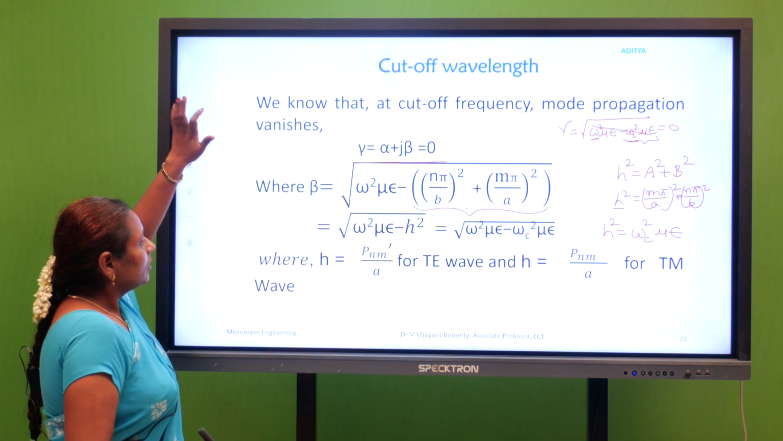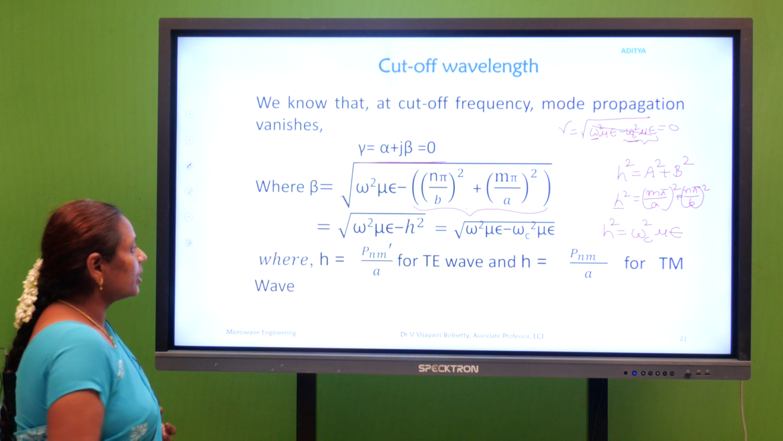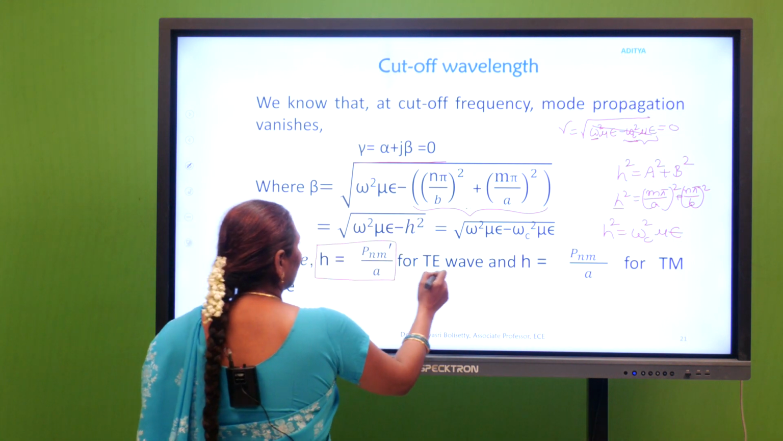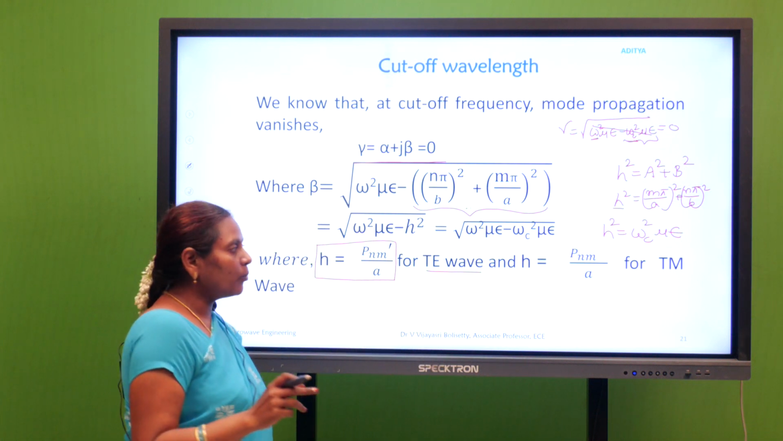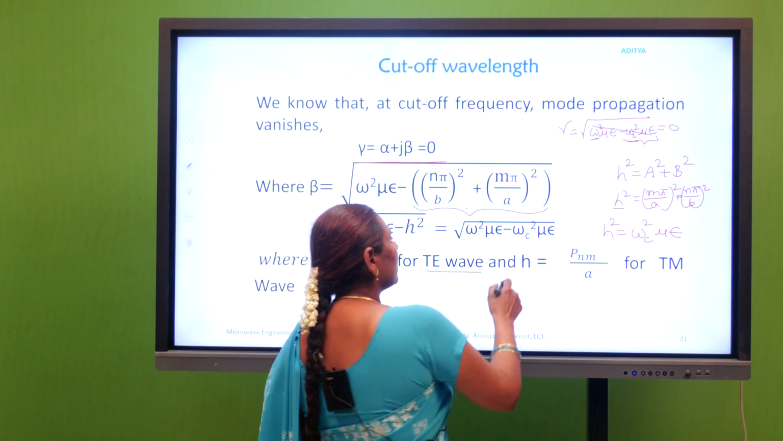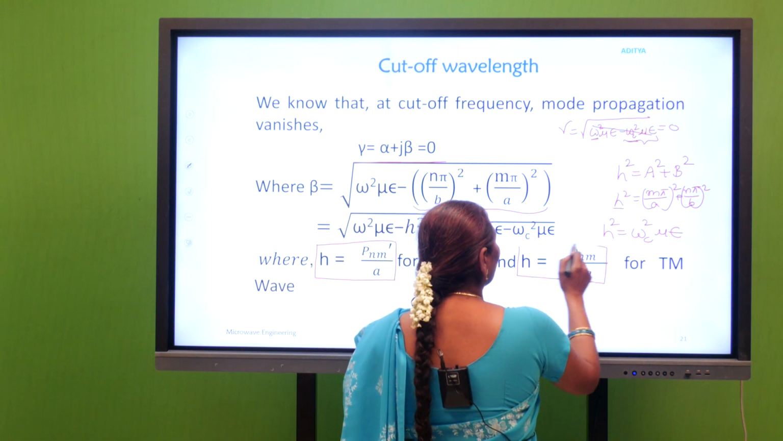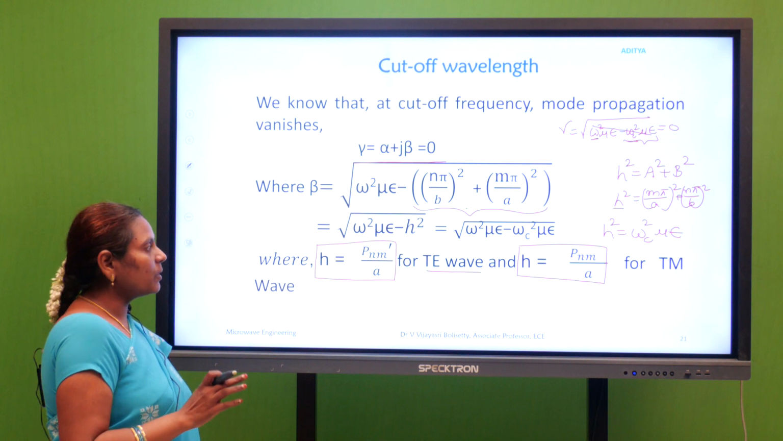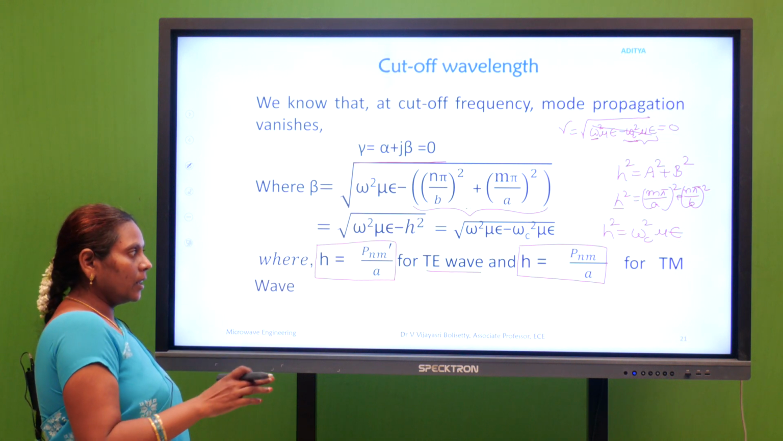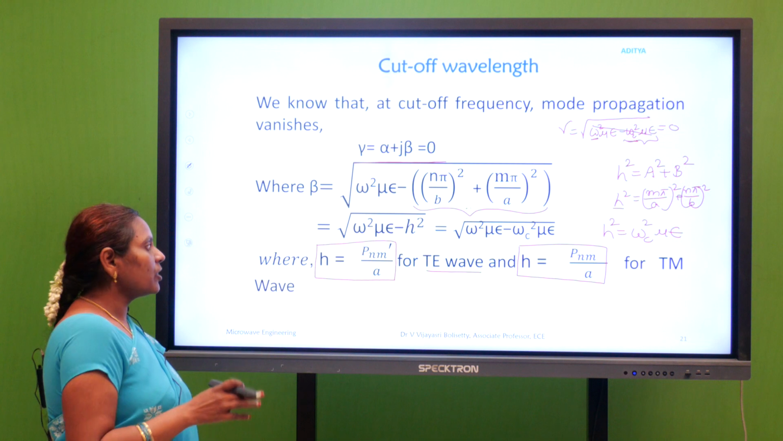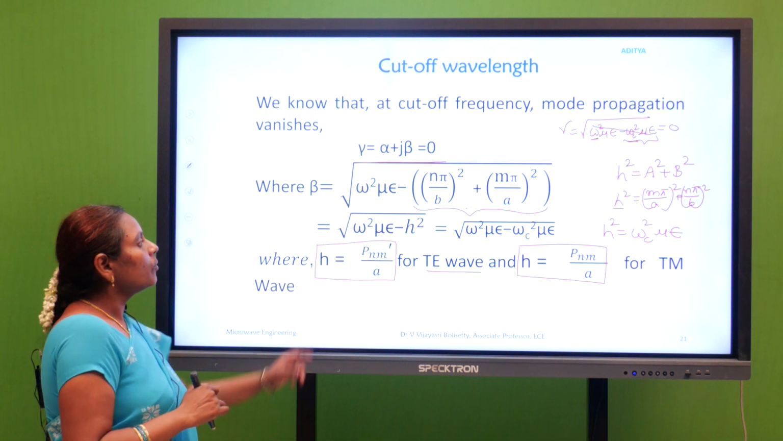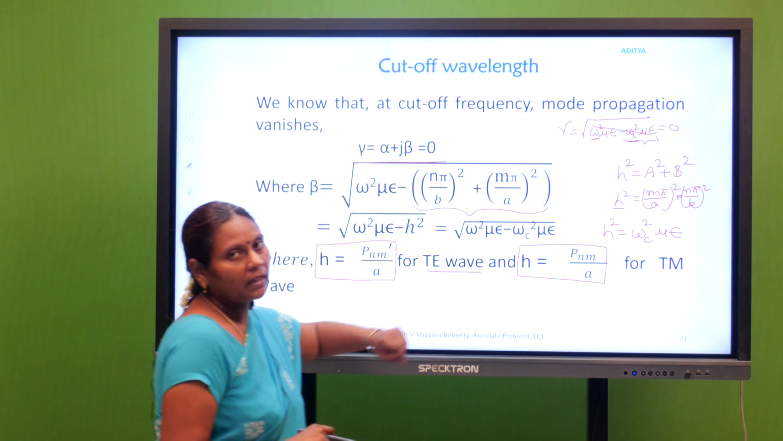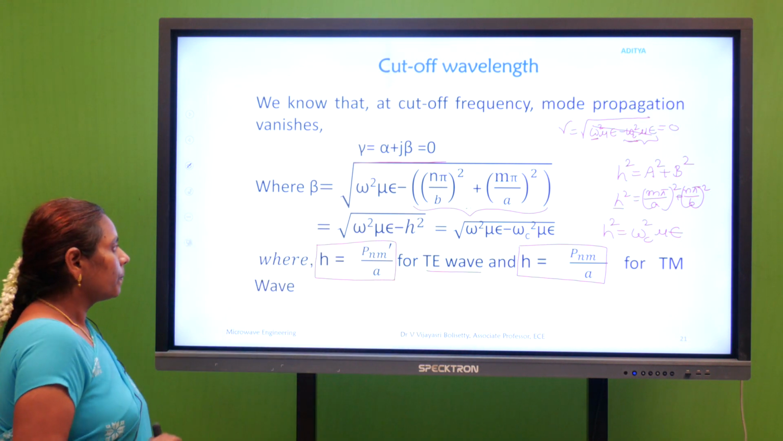Anyhow, h is nothing but Pnm dash by a for TE mode propagation. We have not discussed the TM mode, but similarly we can say for TM mode of propagation h is equal to Pnm by a. So, there is a slight difference between TE and TM waves. The wave equation remains the same, but here Pnm dash by a is the eigenvalue for TE mode, and Pnm by a is the eigenvalue for TM mode.